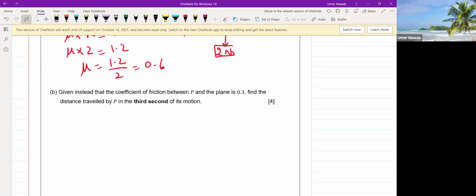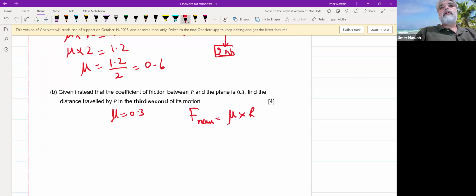Now he said that given instead the coefficient of friction is 0.3, find the distance traveled by P in the third second. So it's pretty simple. A person needs to find F max first. F max is mu R. Mu is 0.3 and reaction is equal to 2. So this gives you 0.6 Newton. This is my F max.